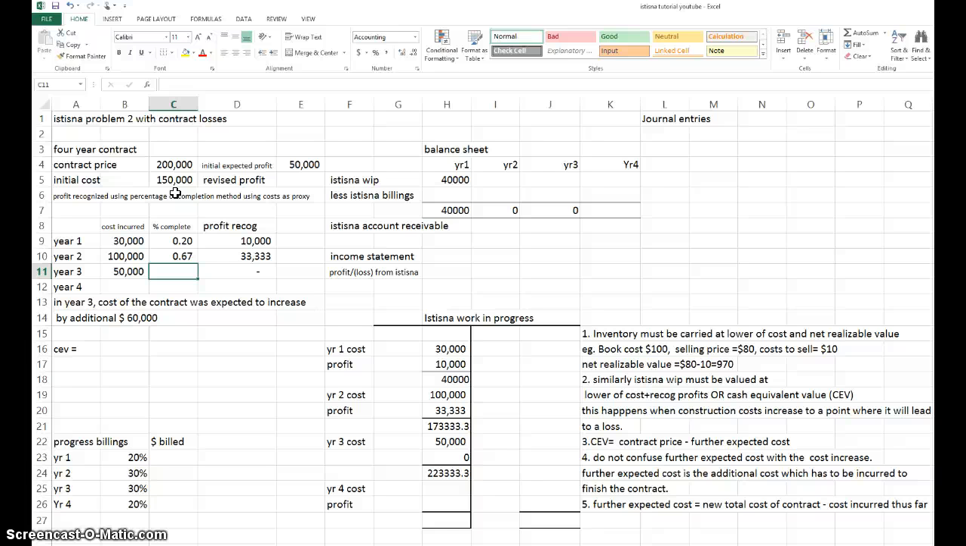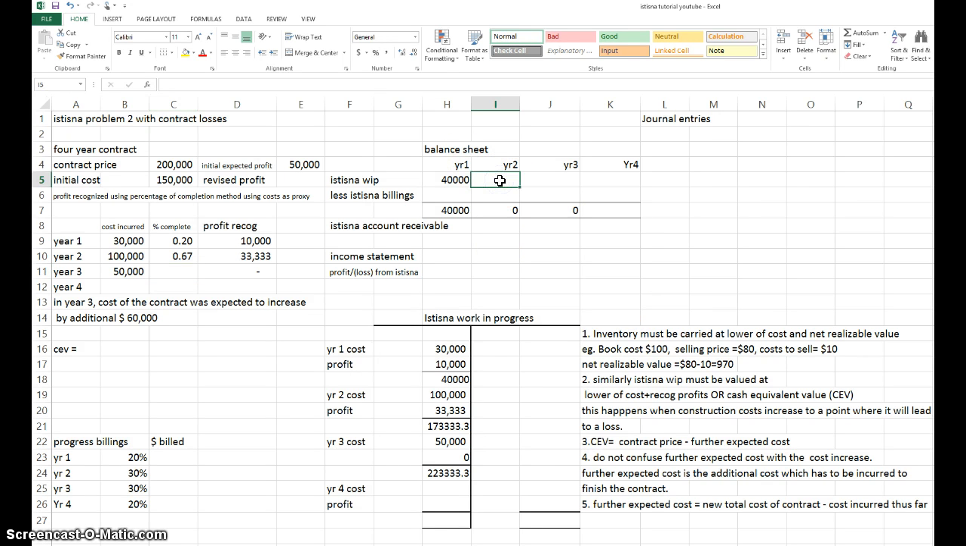So what do we do in this case? What we do is we have to go back to the accounting standard for inventory valuation. The WIP is like an inventory, and we are holding it. The construction is in progress. We are holding it in the balance sheet. So what we have to do? Let's finish the balance sheet first.